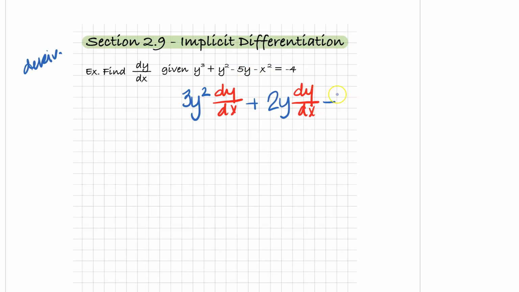Minus the derivative of 5y, which is 5 dy/dx. Minus x squared, we're taking it with respect to x, so it's just 2x, equal to 0. So that is my raw derivative. Now I have to clean it up, and here's how I'm going to clean it up.